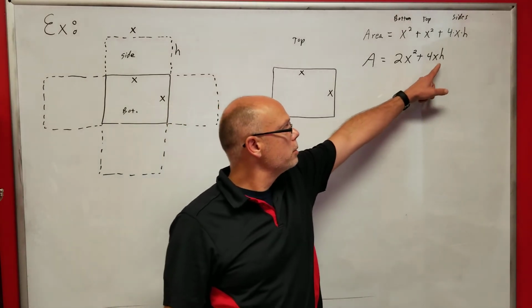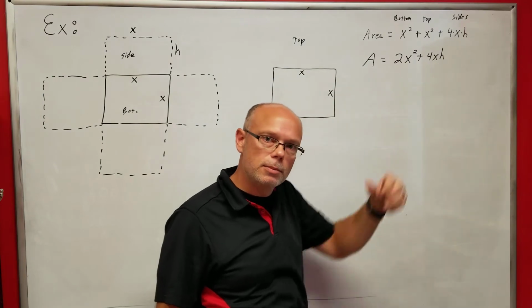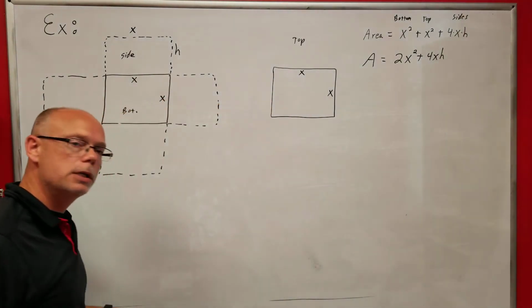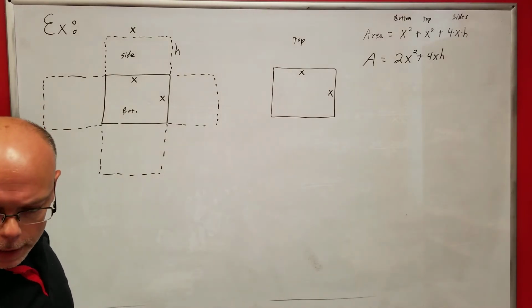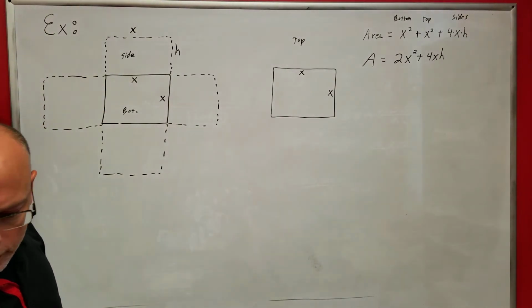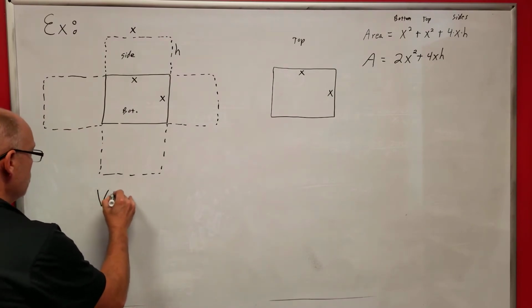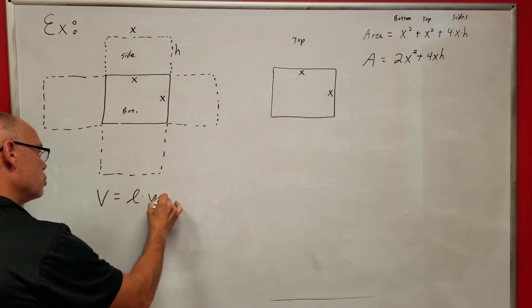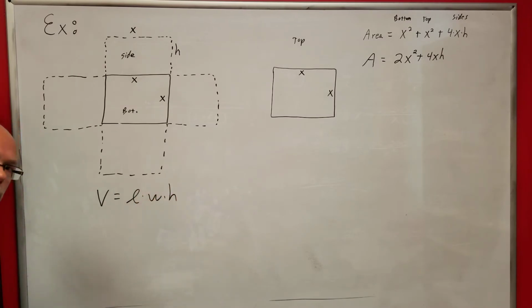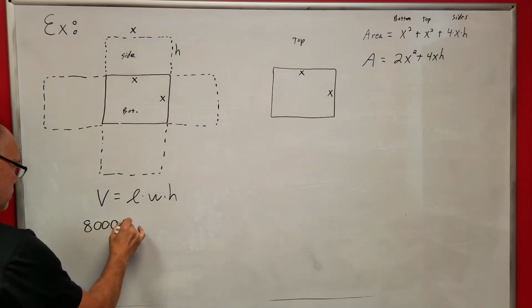Now again, I have one too many variables here. So let me get rid of one of the variables, put it in terms of the other. What is the other bit of information I know right here? What do they tell me? Look back at your problem. They tell you it's to have a volume of 8,000 cubic centimeters. What is the volume of a box? It's length times width times height. They tell me the volume needs to be 8,000.